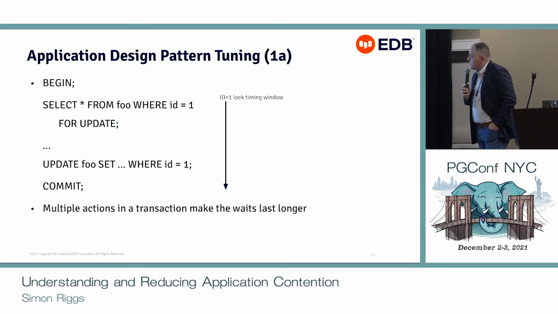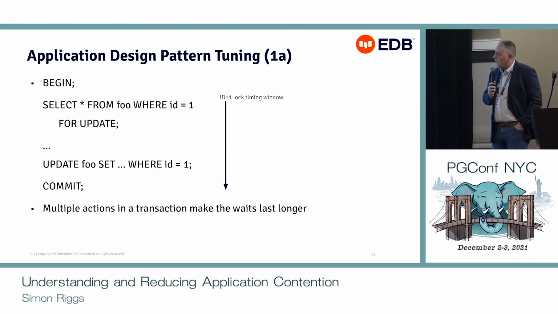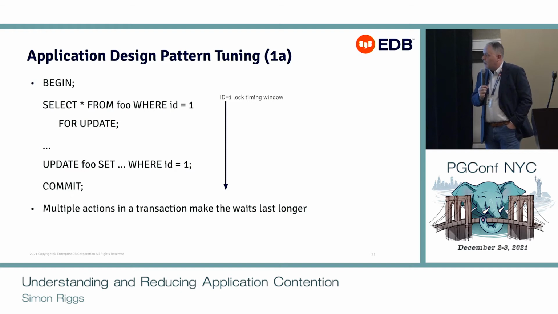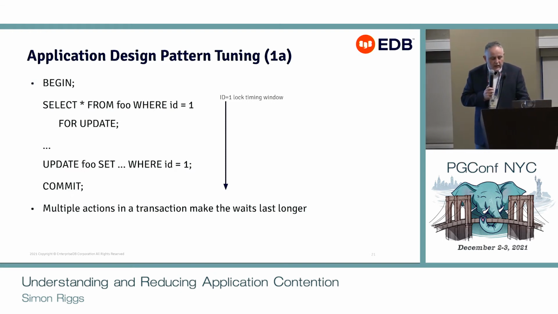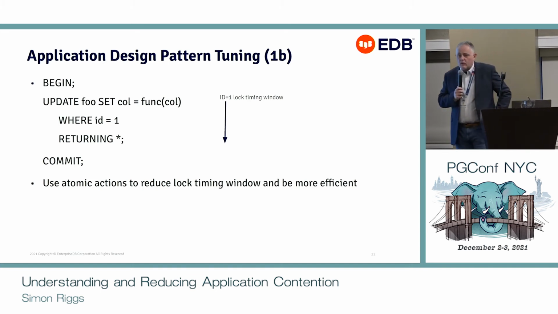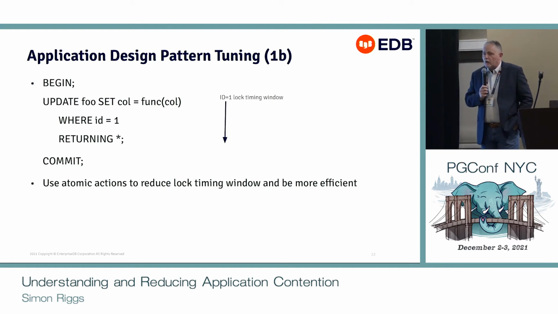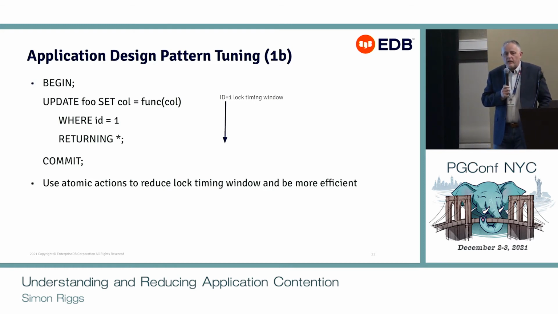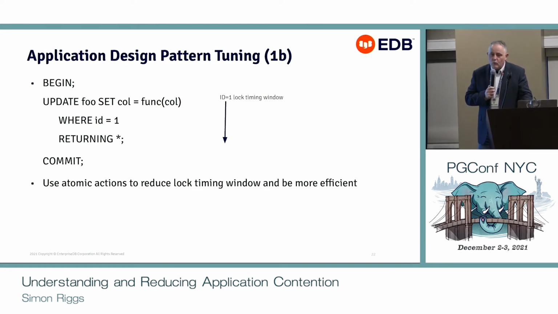So another application design pattern is where we do a select statement with a write lock for update, and then later come back and do an update. So obviously when we do that, the lock window on that particular row lasts significantly longer, and that's why it's a good idea to do that as a single update statement with a returning clause on it, because the lock window is held for a shorter amount of time, and therefore it is both more efficient and lower contention.